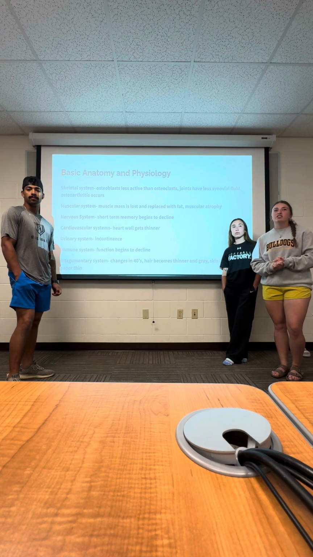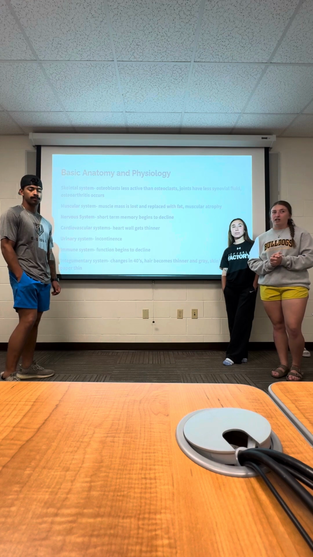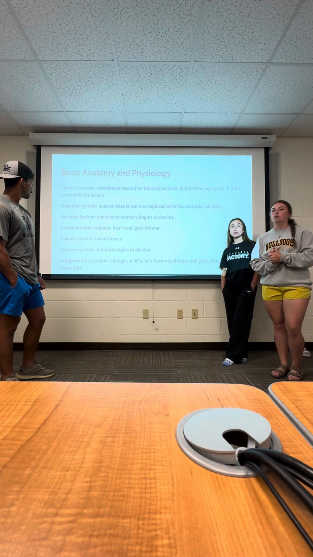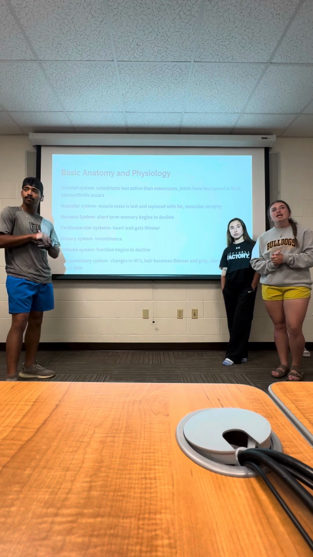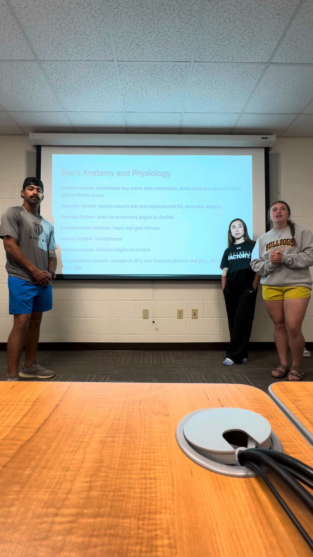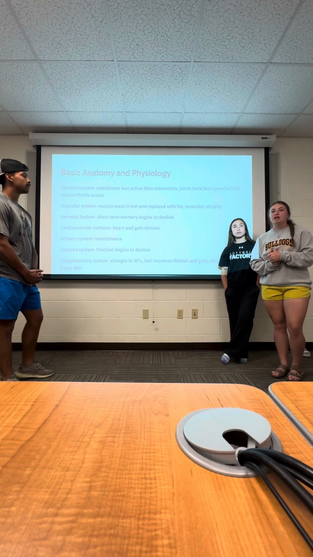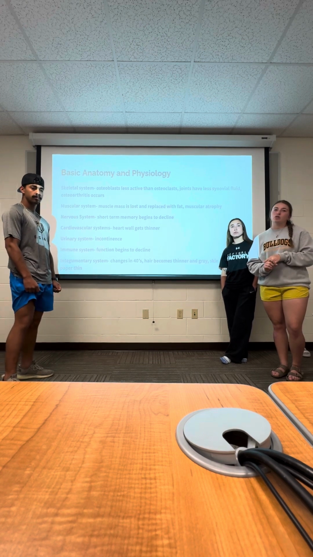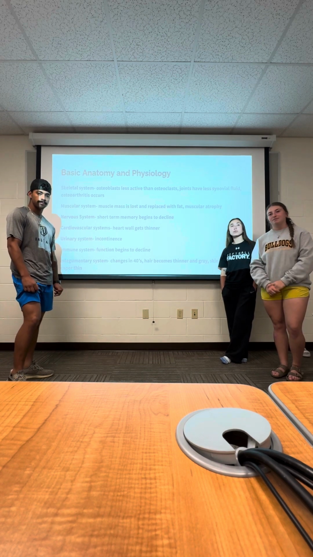In the cardiovascular system, your heart walls get thinner. In the urinary system, incontinence occurs, which is your inability to hold your urine or feces. In the immune system, your immune functions begin to decline. And then in the integumentary system, that changes around your 40s, and your hair becomes thinner, and then your skin becomes paper thin.